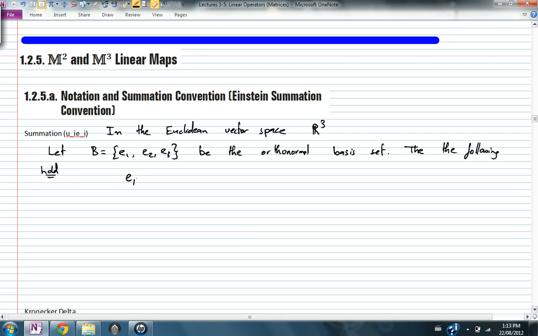We know that E1 dot E1 is equal to norm E1 squared. Again, this is an identity that's only true for Euclidean vector spaces. And because B is an orthonormal basis set, all these vectors have norm 1, which means this is also equal to E2 dot E2, which is equal to norm E2 squared, which is equal to E3 dot E3, which is equal to norm E3 squared. All these are equal to 1.